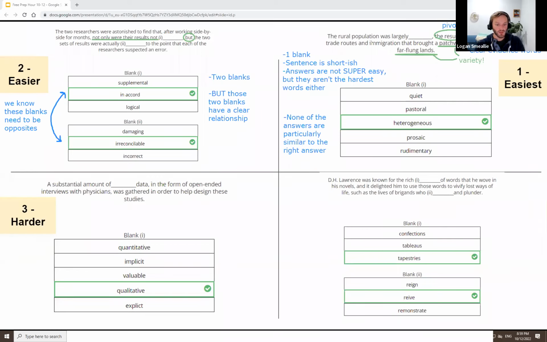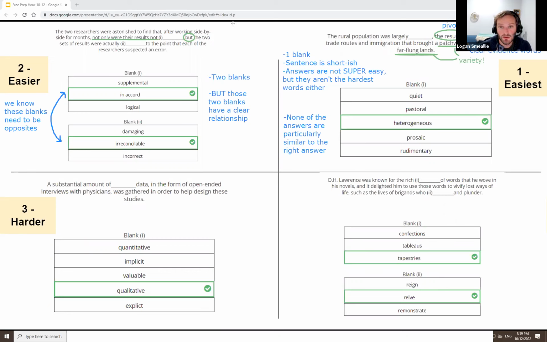But I think what we have here is a sentence that doesn't have quite as clear evidence words. We do have in the form of, right, which could maybe be telling us that the follow-up is going to match. And then we have open-ended, which is a pretty good match for qualitative. So why would less people be getting this one right? I think a lot of it might have to do with the wrong answers.